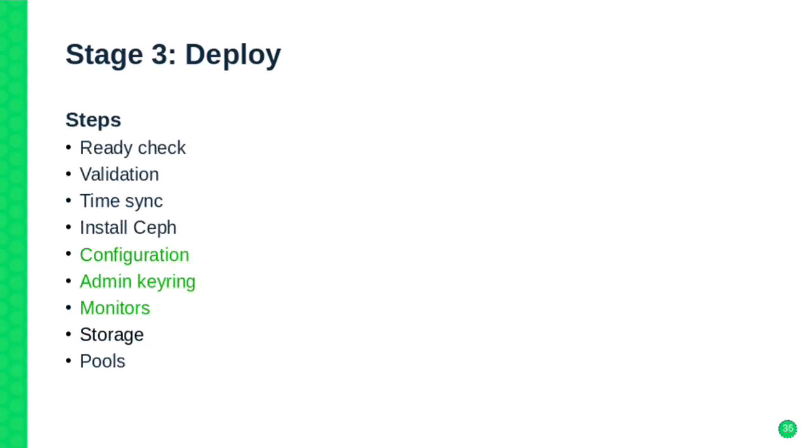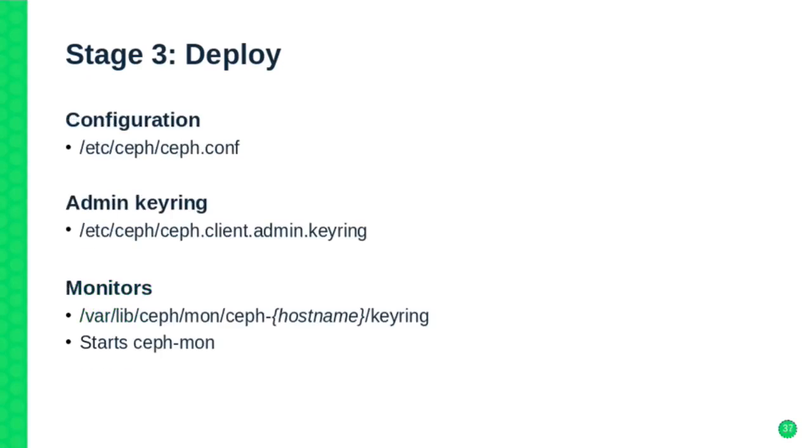I skipped the install Ceph part because that is effectively just the zypper install ceph. The next is the configuration, the admin keyring, and then setting up the monitors. The configuration follows what you know about Ceph. It's /etc/ceph/ceph.conf. In Salt, because we've configured Salt to control it, it will actually update it on all the minions that are necessary, everybody in that Ceph cluster.